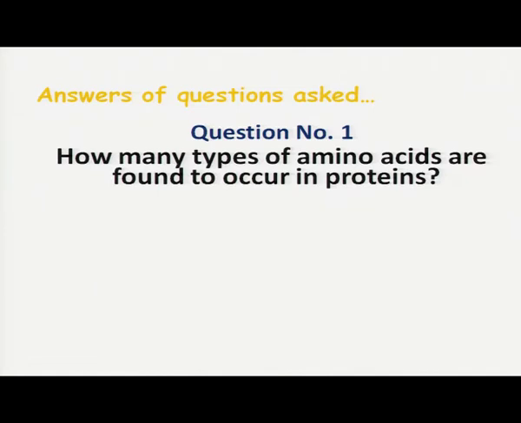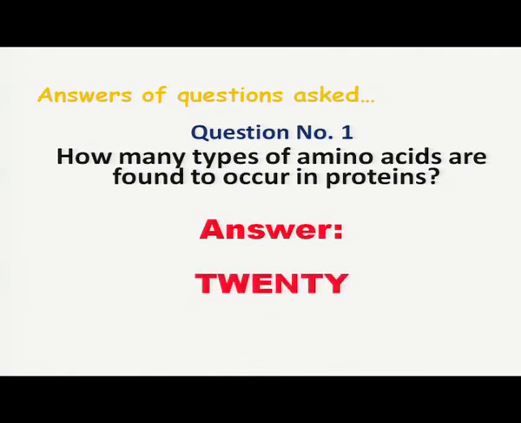How many types of amino acids are found to occur in the protein? Protein is known as a polymer of amino acids, no doubt, and various types of amino acids are linked together to form protein with the help of peptide bond. We have already discussed there are 20 different types of amino acids, which are linked together with the help of peptide bonds and help in the formation of protein. Then the protein forms different types of structure like primary structure, secondary structure, tertiary structure and quaternary structure.